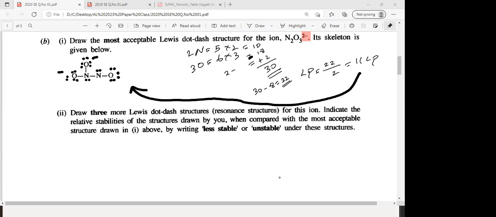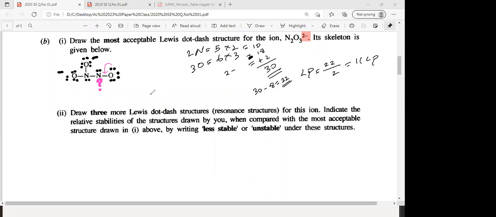Which one is the octet not completed? This one, the octet is not completed, because it has only 6 electrons. Then how to make it octet? You can shift the lone pair from the other side. You can convert a single bond into a double bond.